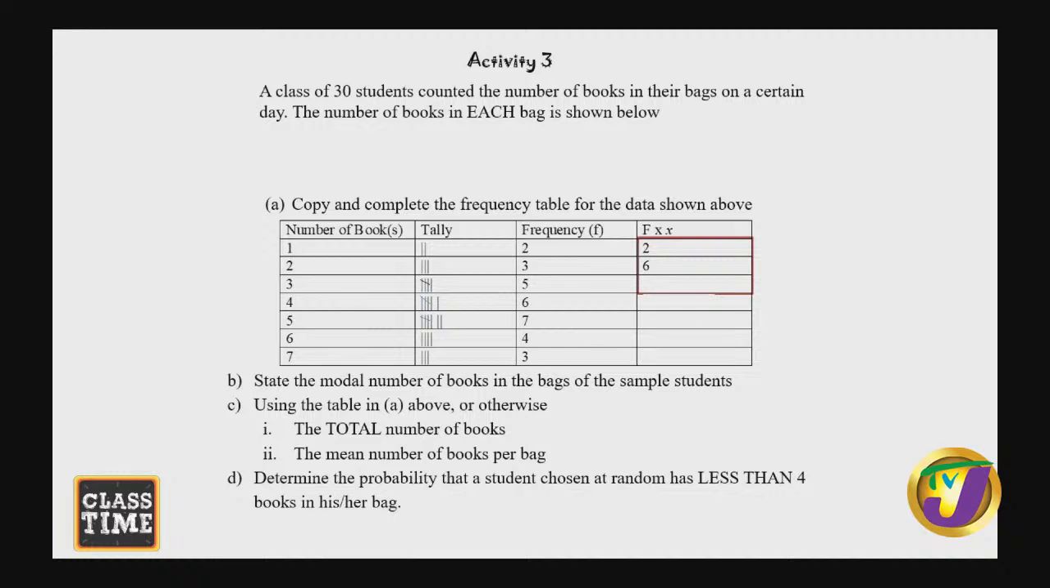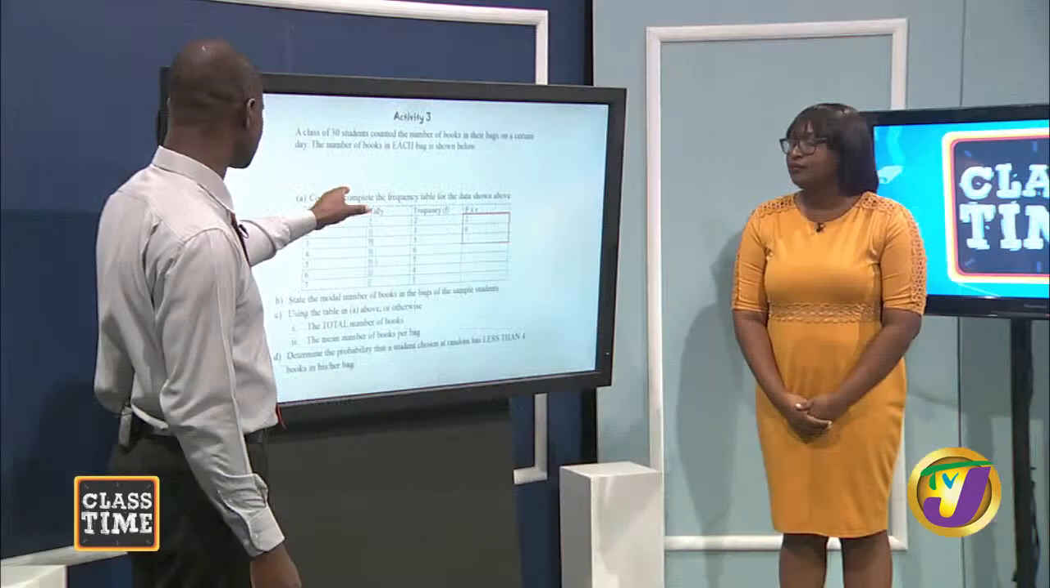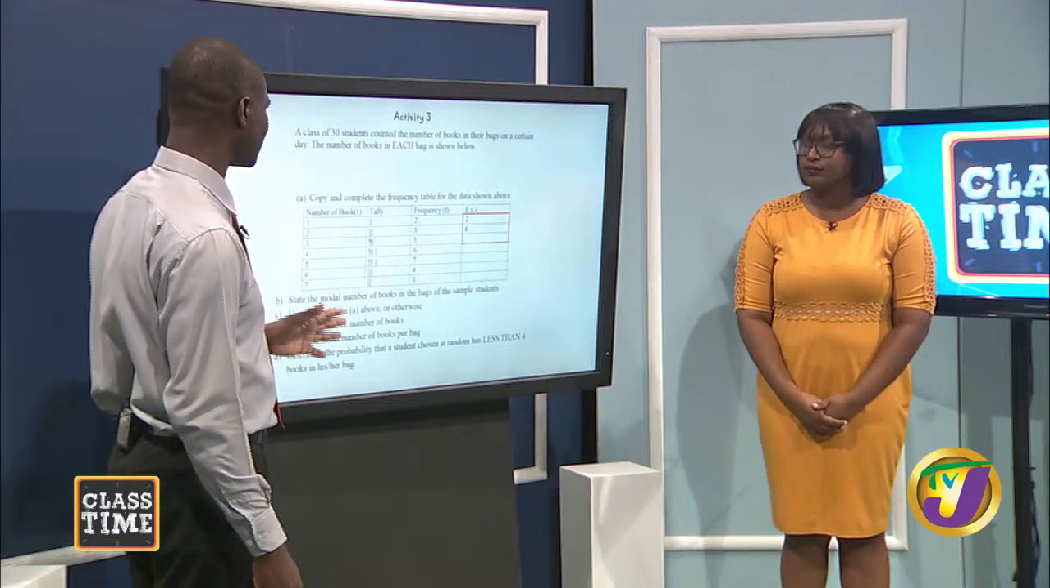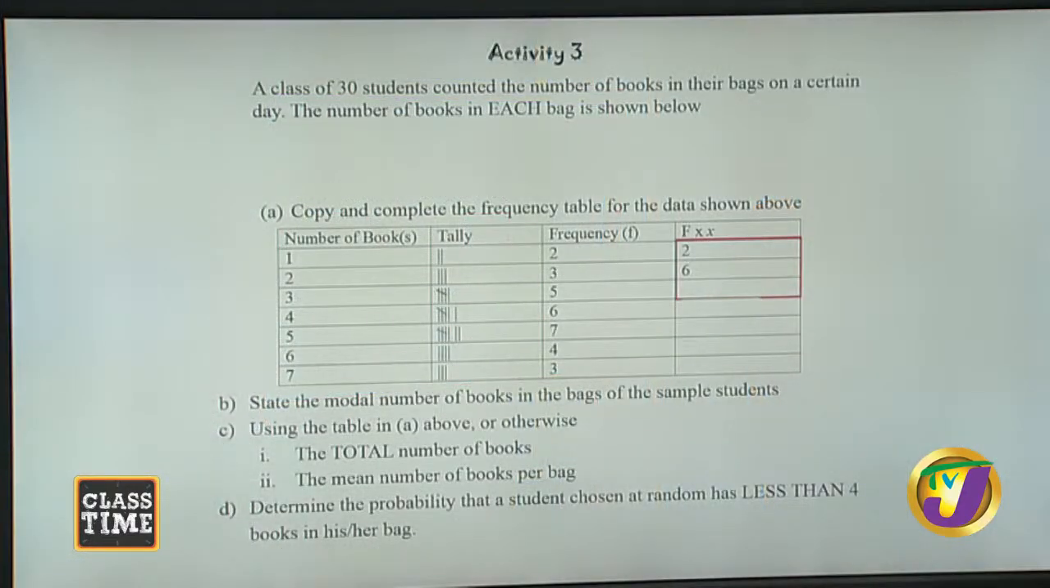But I see another column. I see F multiply X. What does that mean? Well, from the table, frequency is depicted by F. But where is X? Could X be my tally or the number of books? No. If X was my tally, and my tally and frequency are the same thing, that could not work. So X has to be the number of books that we have.